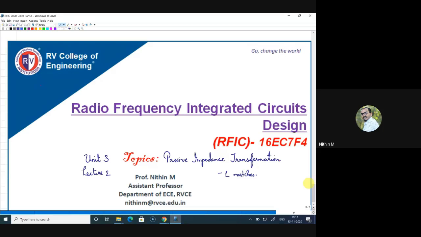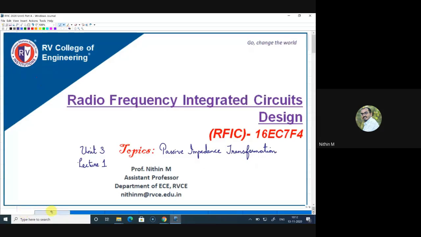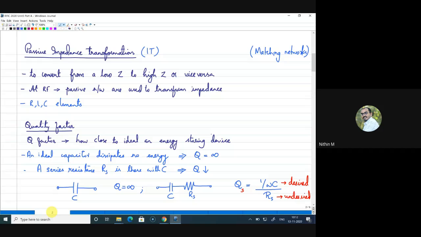So in yesterday's class we started passive impedance transformation. Just to have a quick review of what we did yesterday, passive impedance transformation is using passive elements to convert from a low impedance to a high impedance, basically for matching, and matching is required in order to have maximum power transfer from one stage to the other stage.